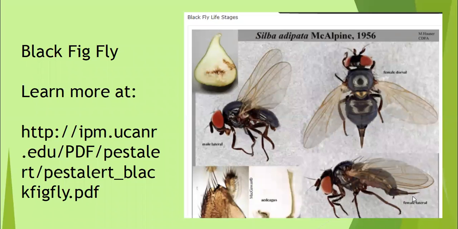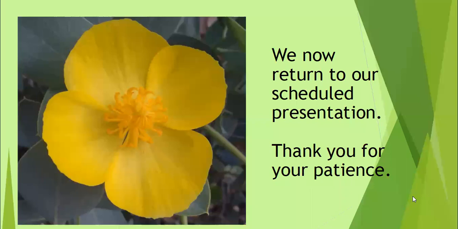And just another quick pest issue, the black fig fly has been spotted in Ventura County and it's making its way down here. So be aware of that. If you do have fig trees, you can see what the fig itself looks like once it's been infected and the different life stages of the fig fly. So I appreciate your patience and we'd like to return to our regularly scheduled presentation on Hugelkultur.